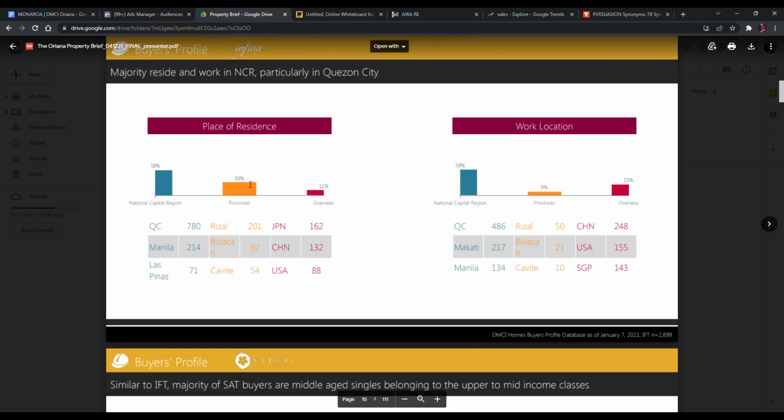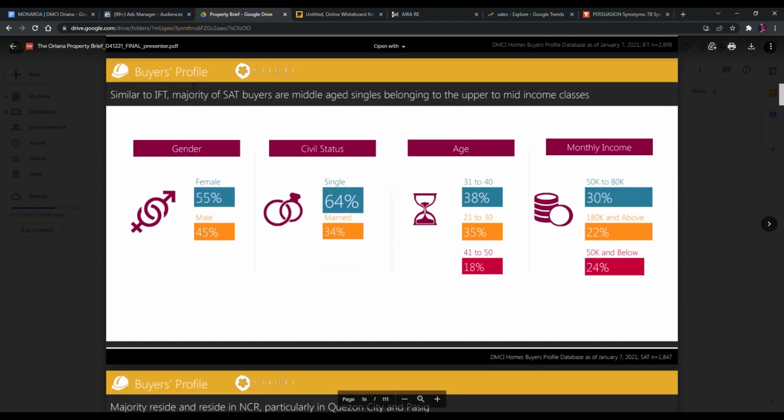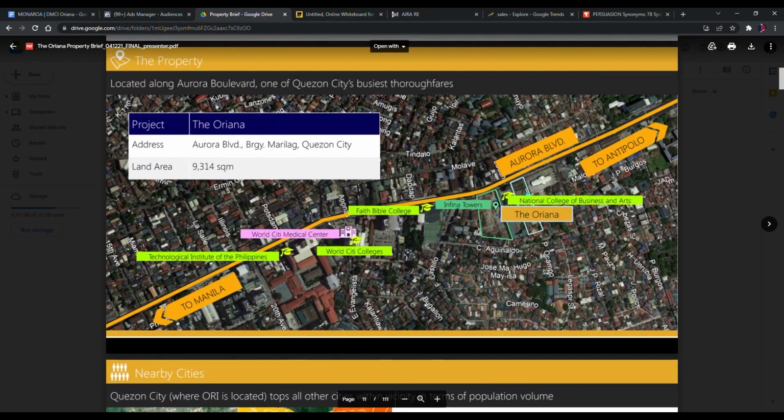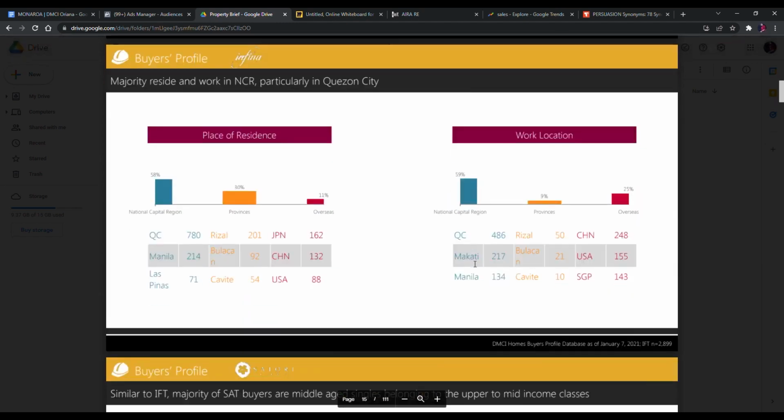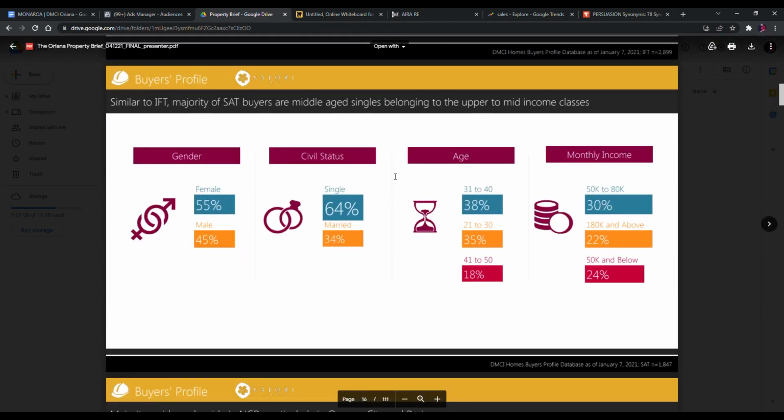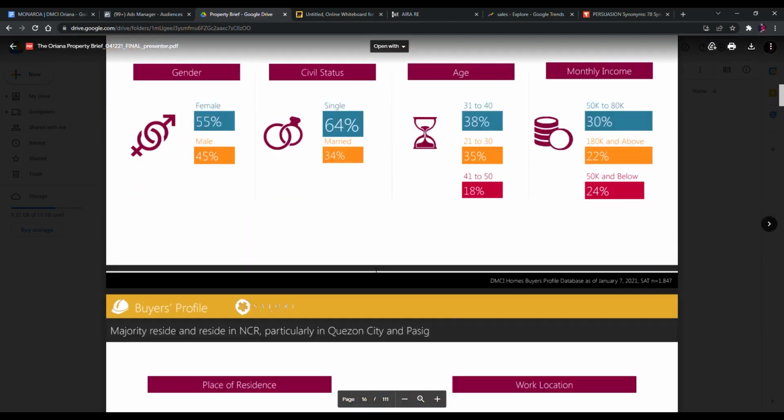So these are where they live, and these are the locations of where they mostly work. And Satori Residences, actually there are four DMCI residences in this area, and that's why they're able to copy the buyer's profile over to this one.